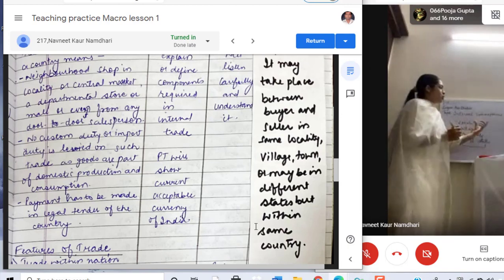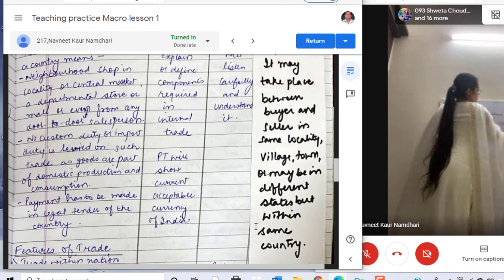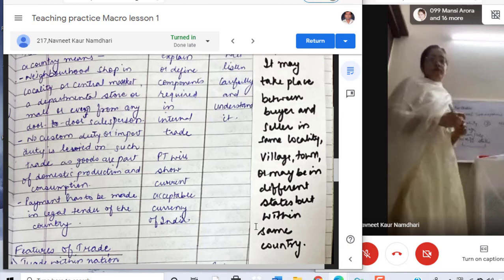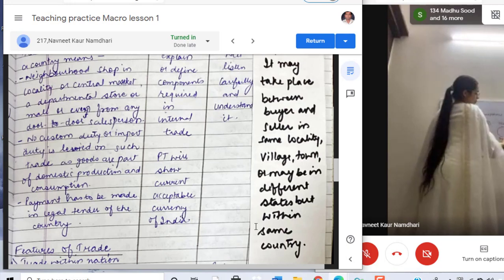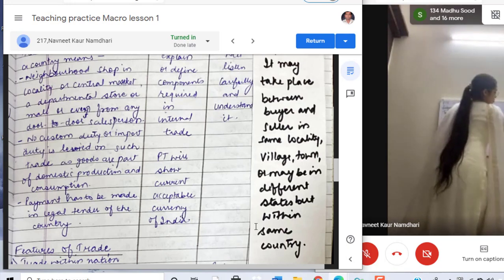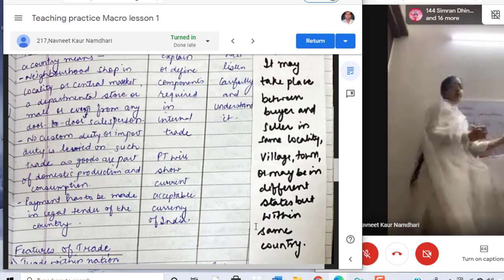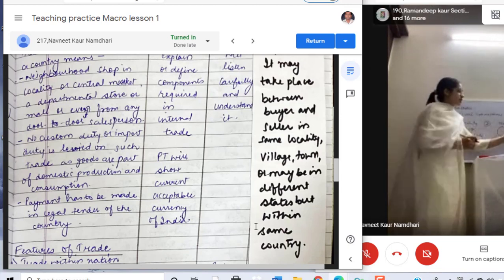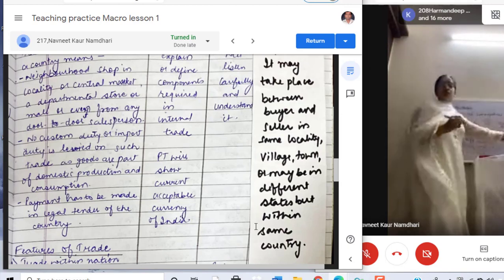So the second point is no custom duty or import duty is levied on such kind of trade. I'll give you an example. There is trade between India and its neighboring country, Bangladesh. If India is sending goods to Bangladesh, like rice, pulses, wheat, in which we are rich, we call it export. We are exporting the goods to Bangladesh.